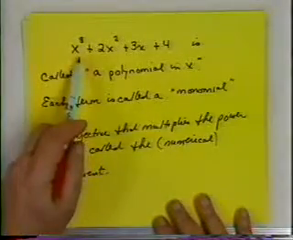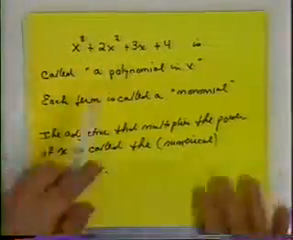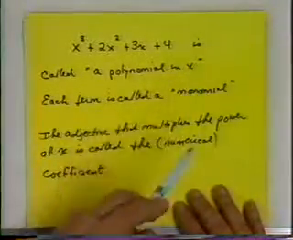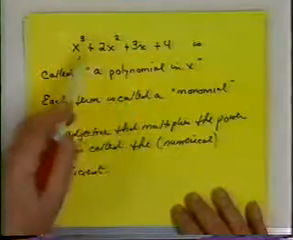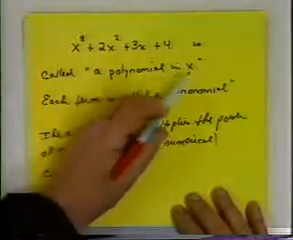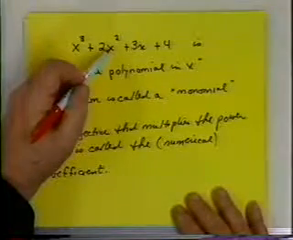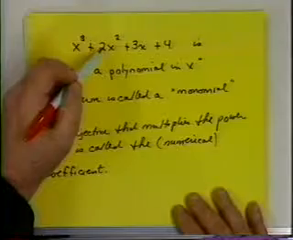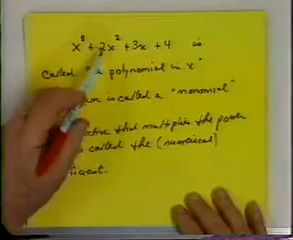The expression x cubed plus 2x squared plus 3x plus 4 is called a polynomial in x. See, a polynomial in x consists of a sum of terms. What does each term look like? Because it's a polynomial in x, each term will be x raised to a whole number power multiplied by a constant. A constant simply means a fixed number.